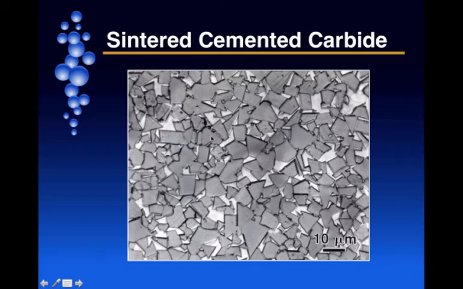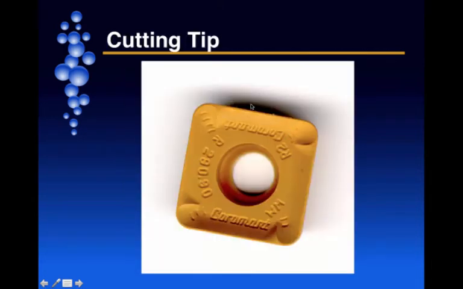So the dark regions are the tungsten carbide, the bright regions are the cobalt, and so tungsten carbide can dissolve in the cobalt as well. And so the overall hardness depends upon the relative proportions of the two materials, and also these grain sizes over here. The toughness also depends upon the amount of the two phases. Higher the amount of cobalt, the higher the toughness. This is the example of a cutting tip that would have that type of a microstructure.